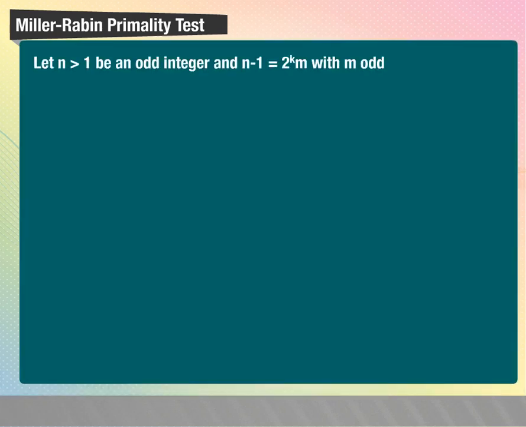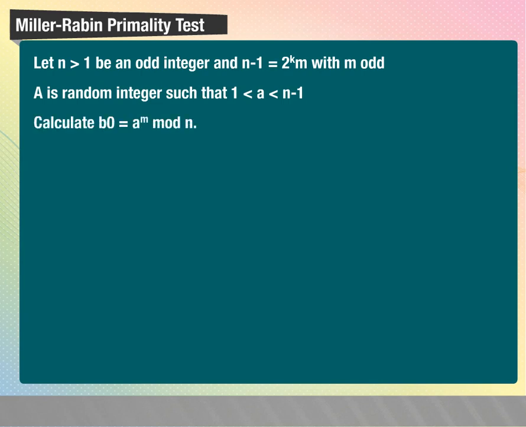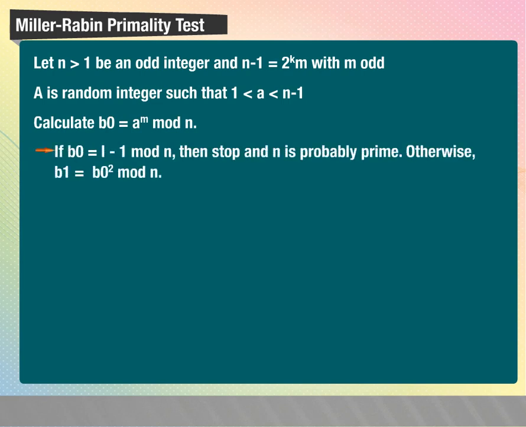Let n greater than 1 be an odd integer and n minus 1 equal to 2^k m with m odd. a is a random integer such that 1 is less than a less than n minus 1. Calculate b0 equal to a^m mod n. If b0 is equal to 1 or minus 1 mod n, then stop and n is probably prime. Otherwise, b1 is equal to b0^2 mod n. If b1 is equal to 1 mod n, then n is composite.